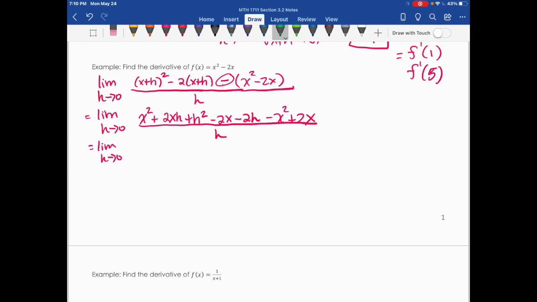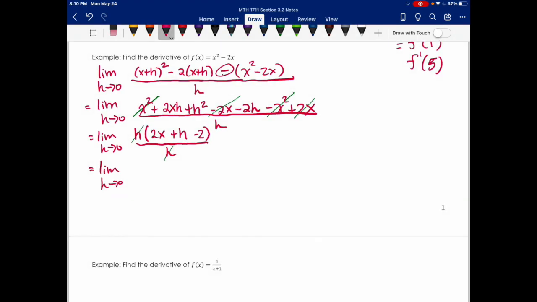Okay, so now things are going to start to drop out. And if they don't, then you probably forgot to distribute a minus somewhere. So check your work if that doesn't happen. So I have an x squared here and a negative x squared here. I have a 2x here and a negative 2x that I can cross off. So what's left on top after I cross everything off, I have 2xh plus h squared minus 2h. So all of those terms have an h in them, so I'm going to factor the h out. And what's left would be 2x plus h minus 2. And I still have everything over an h.